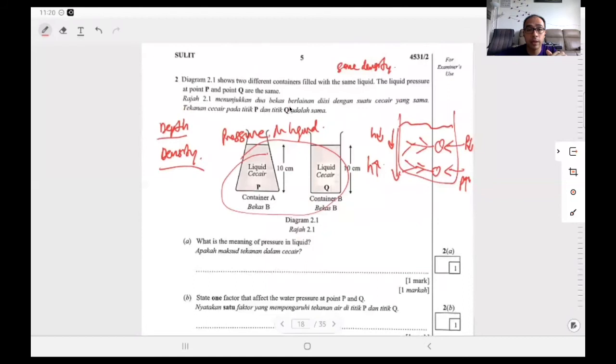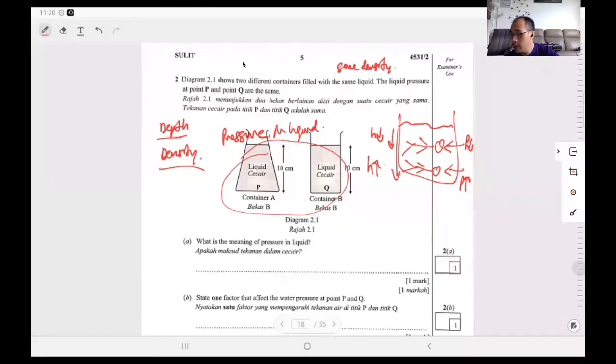Perlis, no, this is not Perlis, this is Negeri Sembilan. Okay, this is Negeri Sembilan, question number 2.